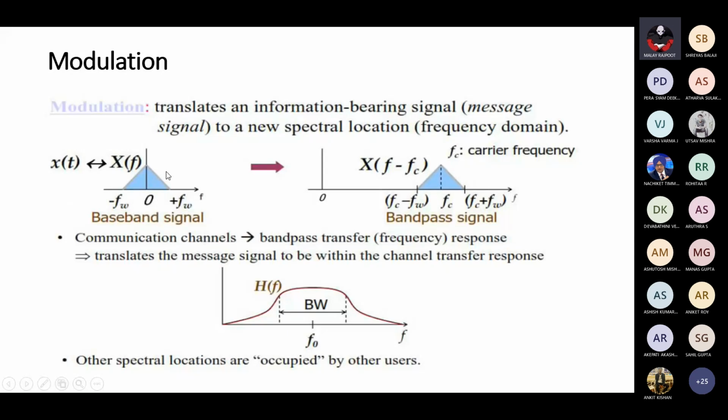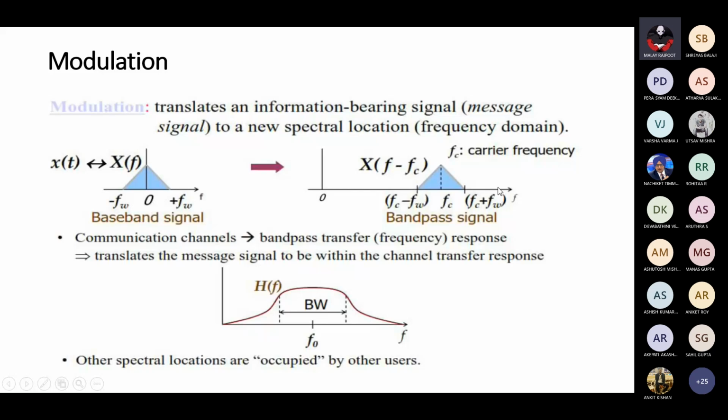Spectrum means we are seeing the signal in the frequency domain. All these days we have been representing the signal in the time domain. Time domain representation means voltage versus time. This is the frequency domain representation. On the x-axis we have the frequency, and on the y-axis we can represent either voltage or power. This x of t is the time domain, and it is translated to the frequency domain, which is x of f.